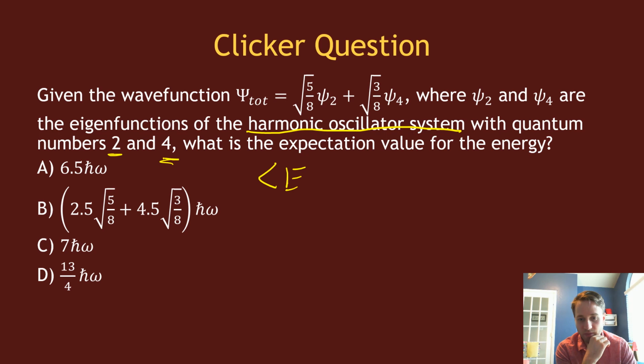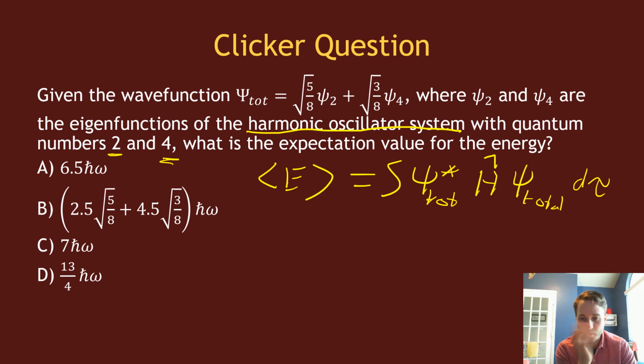So the expectation value of the energy, if you want to compute it, you would solve this integral of psi star total with the Hamiltonian acting on psi total, and I'm putting d tau here, integrating over all space. Not something we want to do, but what we can notice is that the wave function is a linear combination of eigenfunctions, psi2 and psi4. So this expectation value simplifies greatly because psi2 and psi4 are orthogonal: the integral of psi2 psi4 is equal to 0.